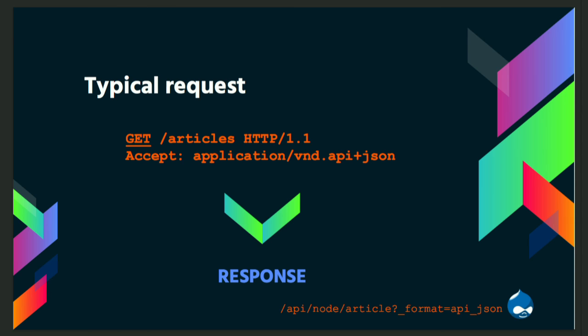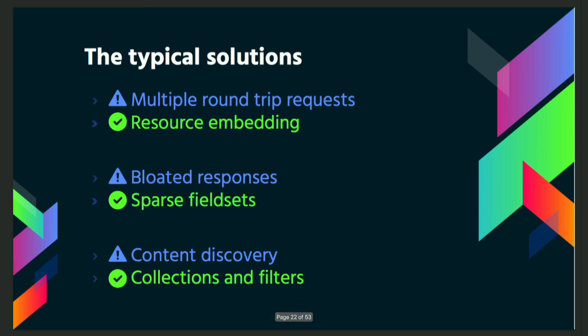One caveat is that in Drupal, we actually don't use the accept header. We kind of do it in our own way. We use underscore format equals api_json, and there are reasons why we are not using the accept header. We were at some point, and we transitioned to use this underscore format. You can go and check the change record on Drupal.org.